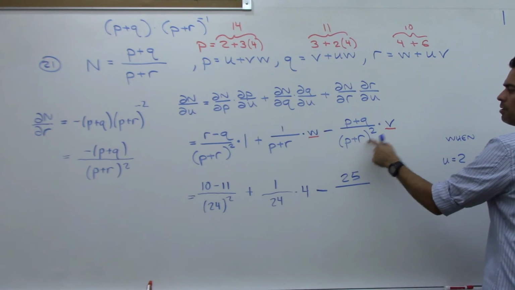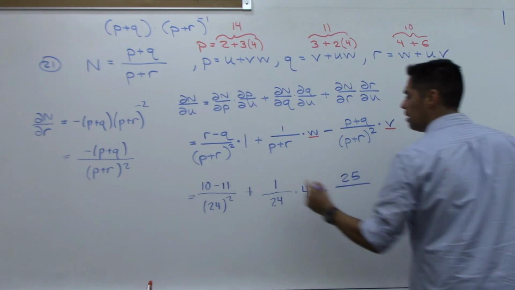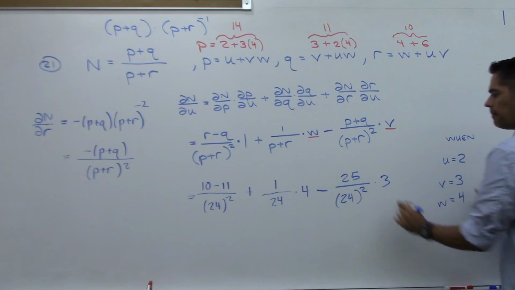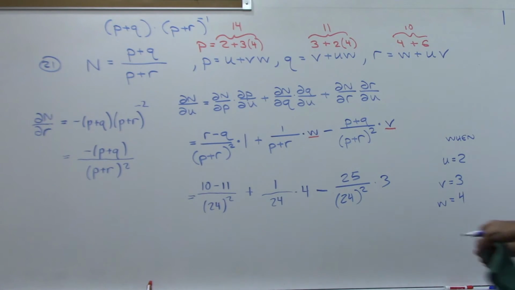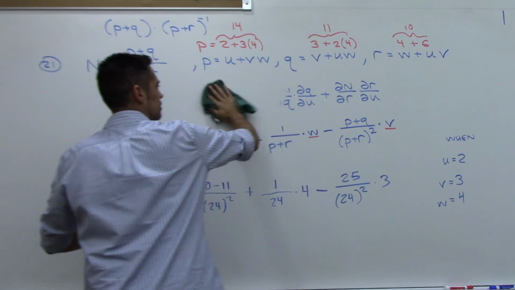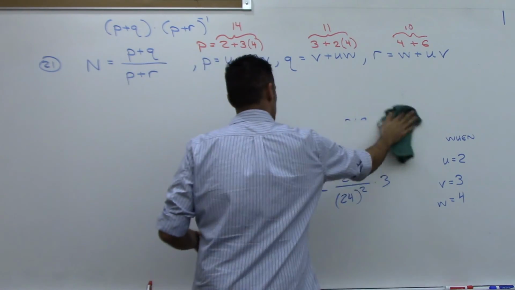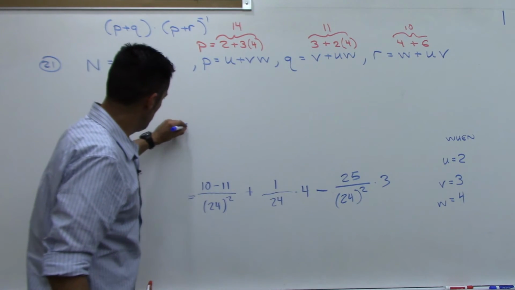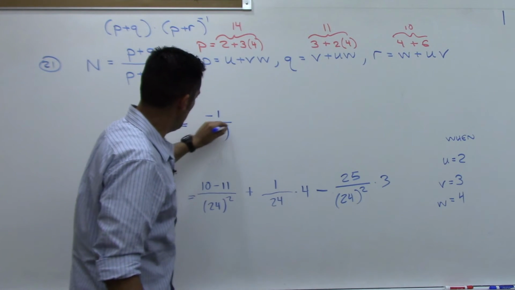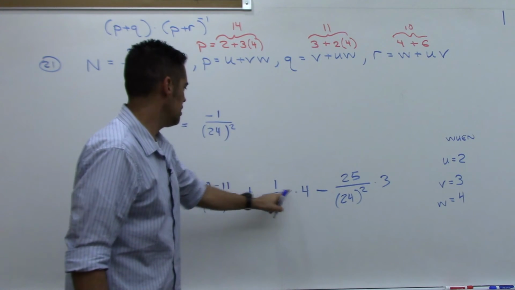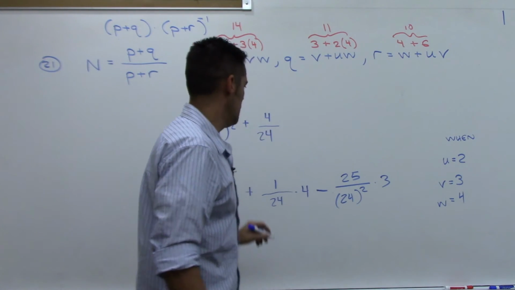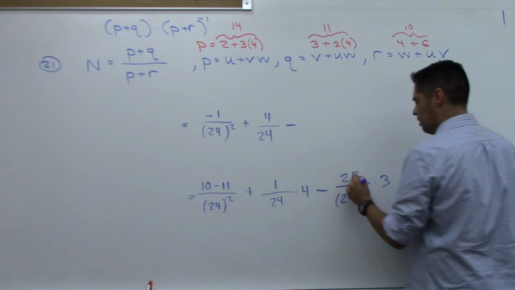Over p plus r squared again. We did that a second ago over here. So 24 squared, and then times v, which is 3. All right, so let's see what we get here. Negative 1 over 24 squared. Put these two together. This is plus 4 over 24. And then over here, this is minus, put those two together.